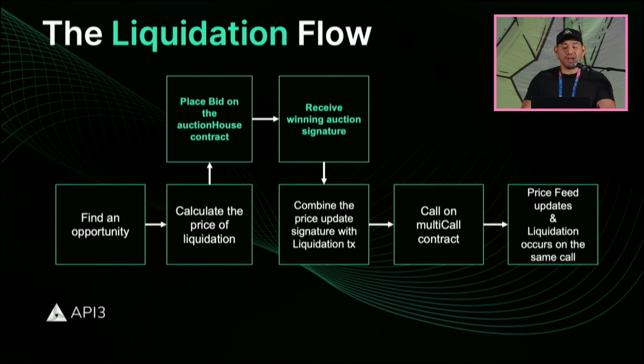We bring it back to our local machine, and we combine that update of the price with our liquidation transaction. We call our multi-call contract: price updates, we get the liquidation, profit, right? So that's a very, very high-level flow of it. We're going to dig down a little bit deeper.